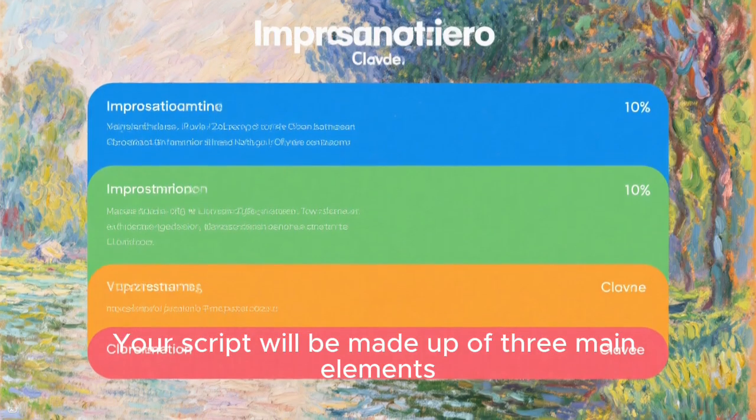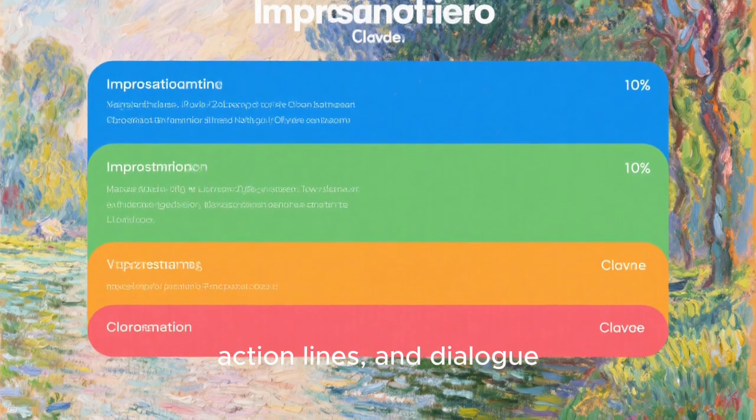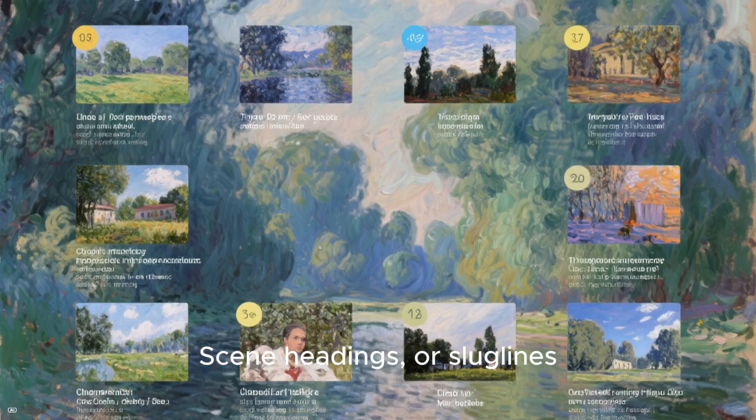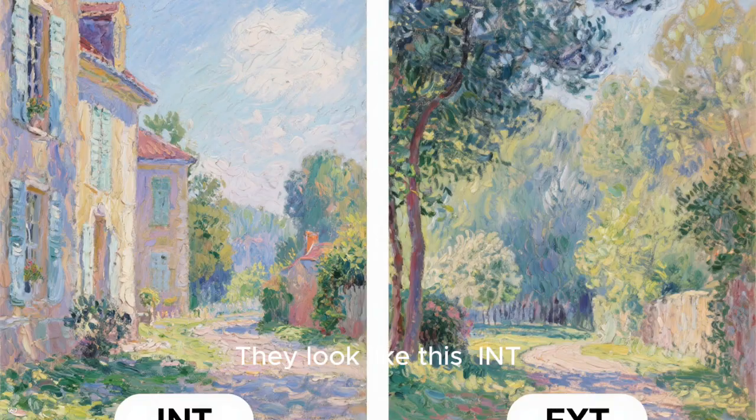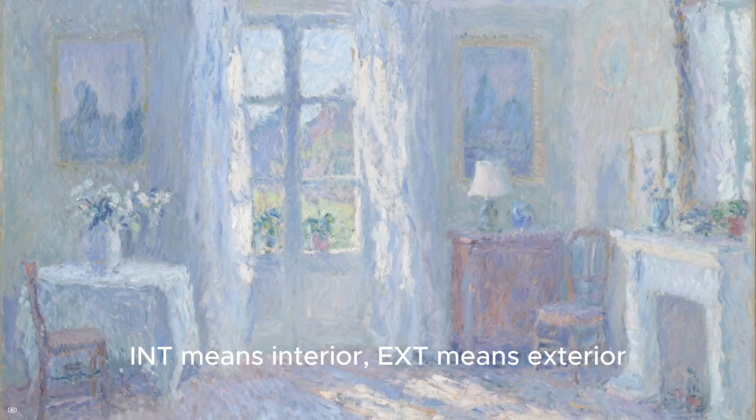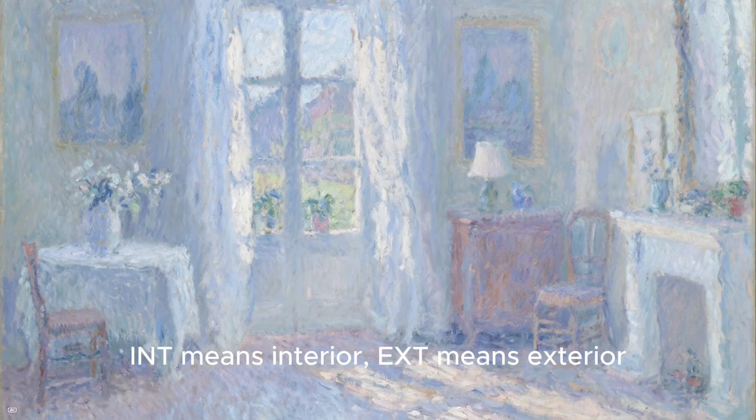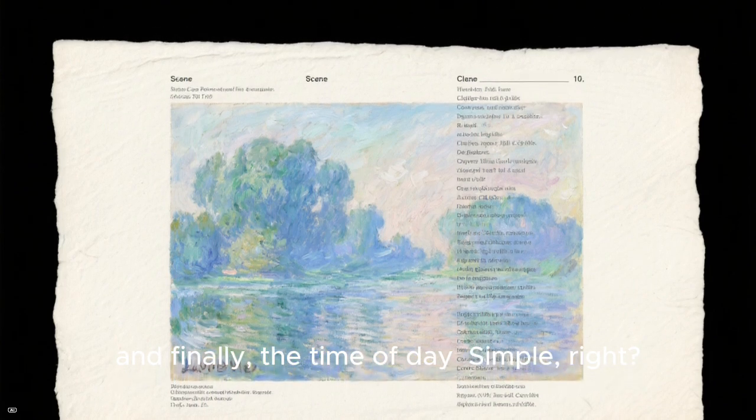Your script will be made up of 3 main elements: scene headings, action lines, and dialogue. Scene headings, or slug lines, tell us where and when the scene takes place. They look like this: INT. COFFEE SHOP - DAY. INT means interior, EXT means exterior, then the location, and finally, the time of day.